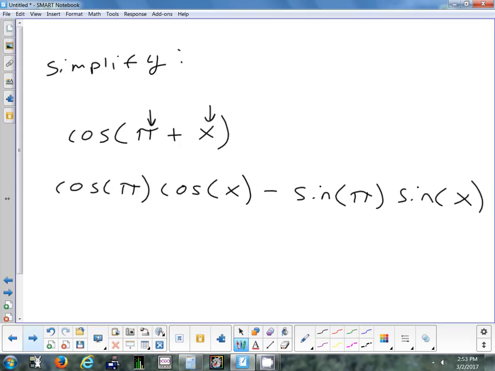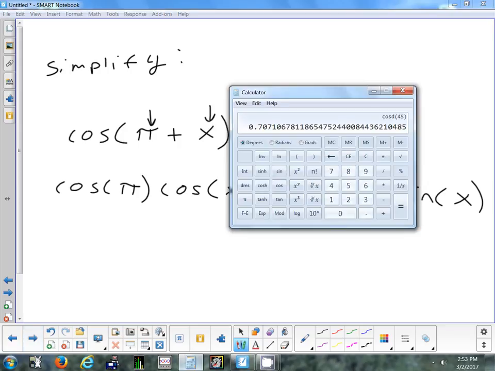Now, a lot of times when you have something like this, you're going to get a lot of zeros, ones, and negative ones. So let's see what happens. The cosine of pi, I could switch to radians, or what's pi in degrees?